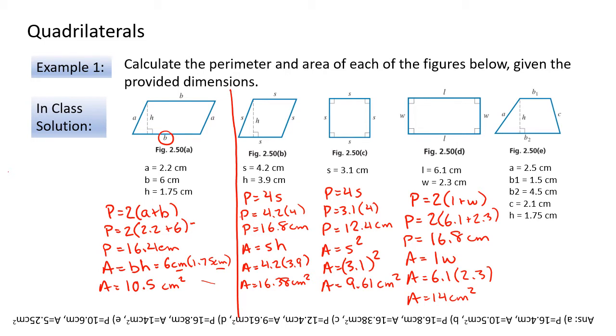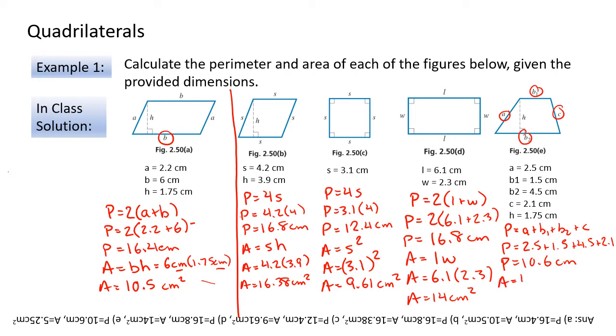Our last example is the one that's got a few more steps. Our perimeter is simply A plus B1 plus B2 plus C, just adding all of these sides together. So our perimeter is equal to 2.5 plus 1.5 plus 4.5 plus 2.1. And if you add those up, you get 10.6 centimeters.